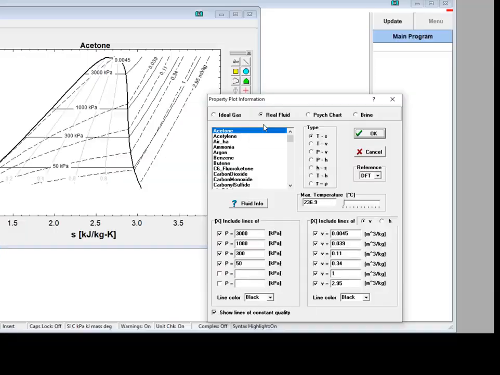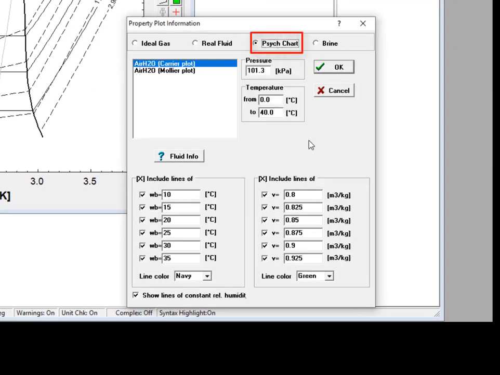If the Psych Chart radio button is selected in the property plot dialog, then you can create psychrometric plots, which are often used to represent processes that are associated with moist air, so air-water mixtures. And these are important for many HVAC process models. The psychrometric plot is valid for one specific absolute pressure, and that pressure can be entered in this box here.